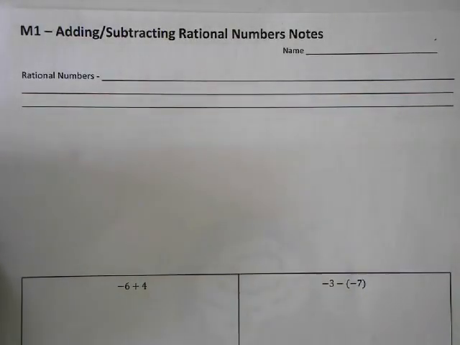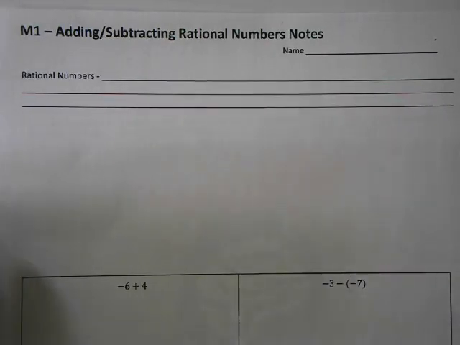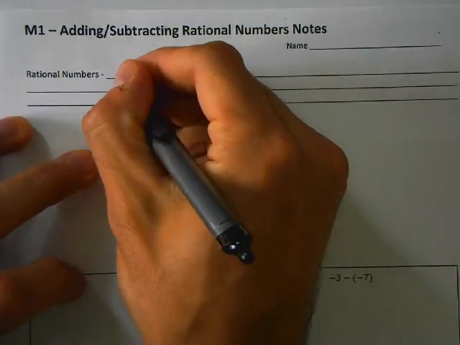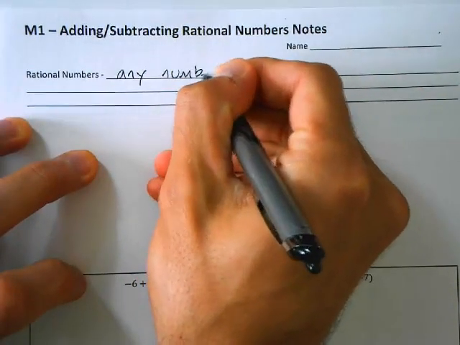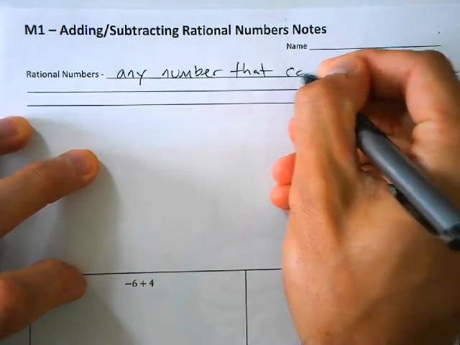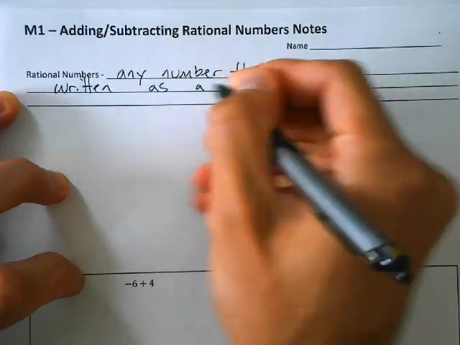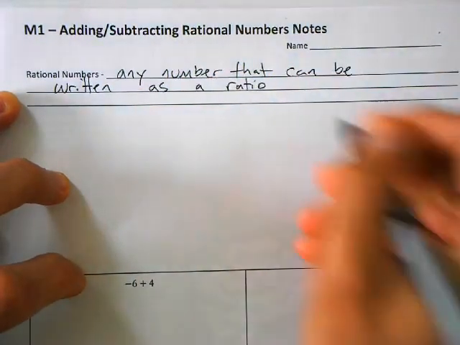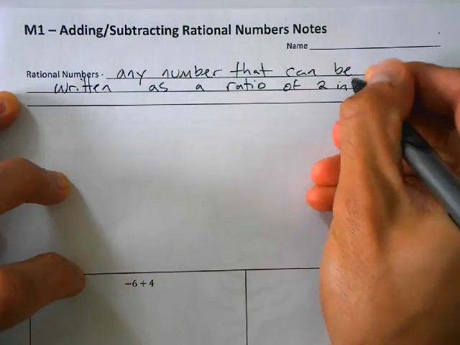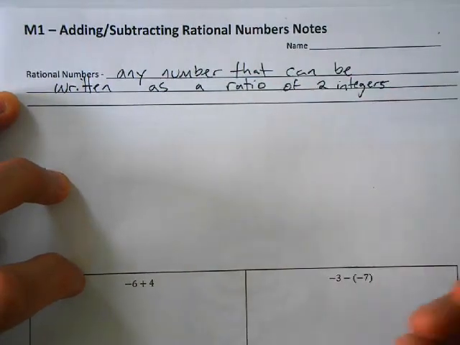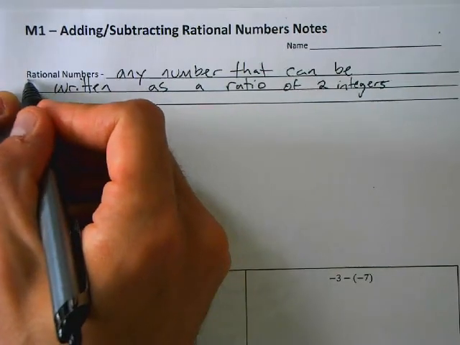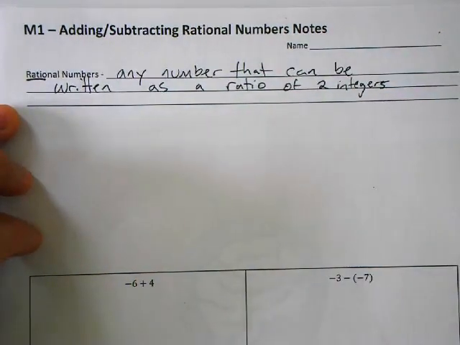Okay, welcome to adding and subtracting rational numbers. And maybe you're thinking, just what the heck is a rational number anyways? So let's try and clear that up. A rational number is any number that can be written as a ratio, think fraction, of two integers. In fact, when you look at the word rational number, the word ratio is in there. It's because a rational number is any number that we can write as a ratio.